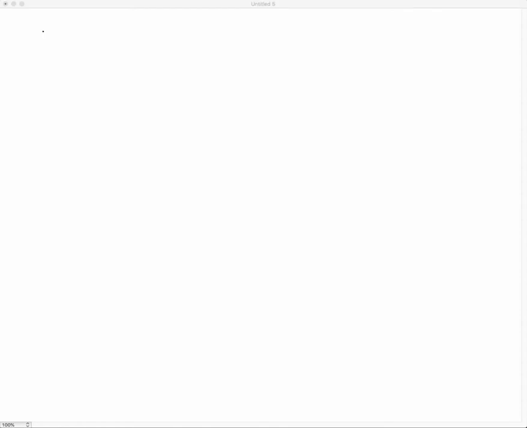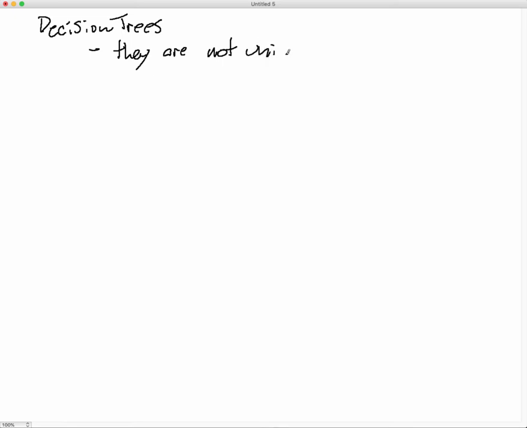And let me see, you recall that we are in a section that we're calling decision trees. And we noted a couple of things about decision trees. They are not unique. And we have a goal here.